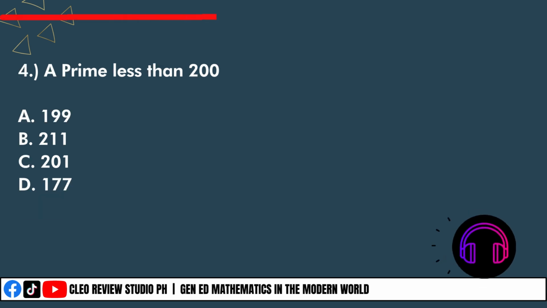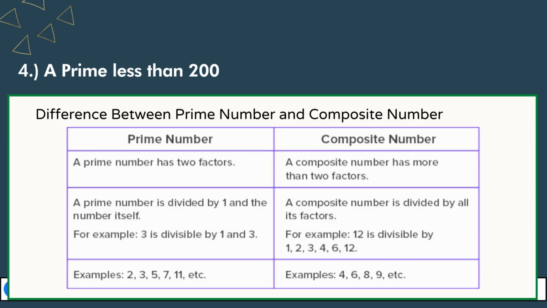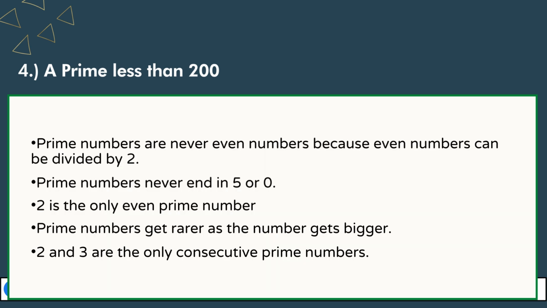A prime less than 200. A. 199, B. 211, C. 201, D. 177. Time's up. The correct answer is letter A, 199. Since 199 lang ang prime number na mas mababa sa 200, kahit prime number din ang 211. Tandaan, when we say prime number, it is a natural number with no other positive divisors than 1 and itself. Tandaan din ito, teachers.